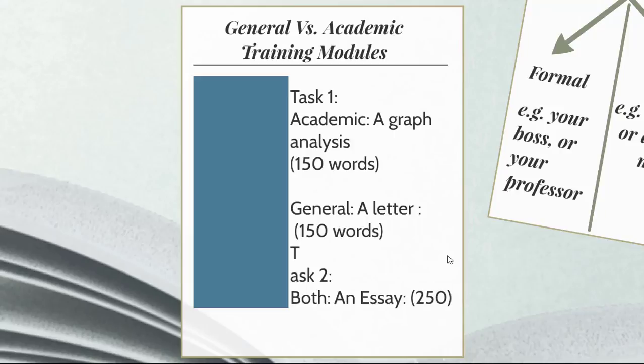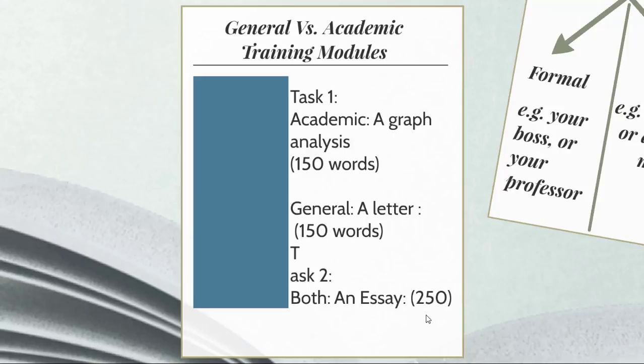We all know we have two modules of the IELTS test. We have the general module and the academic training module. Task 2 is consistent. It is the same in the writing and in the academic IELTS test. You are supposed to write an essay, 250 words, in 40 minutes.